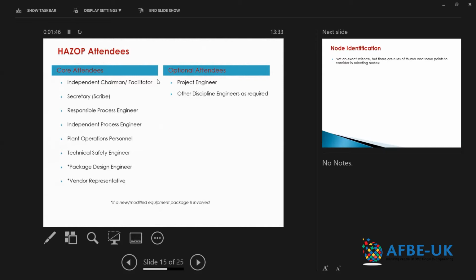Obviously, you need to have a responsible process engineer. You also need an independent process engineer. With a HAZOP, you are dealing with a process system, so you've got the process engineer that's done the design, so to speak. You also need an independent process engineer to query the design during the HAZOP. You need operations personnel from the plant, from the facility that you're HAZOPing. And obviously yourself, the technical safety engineer.